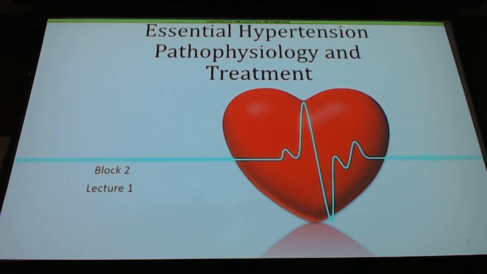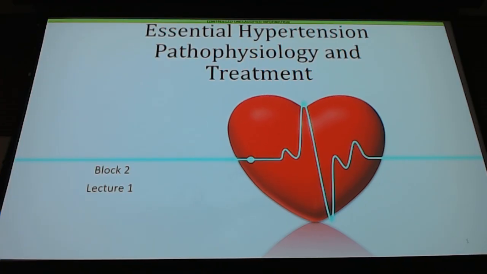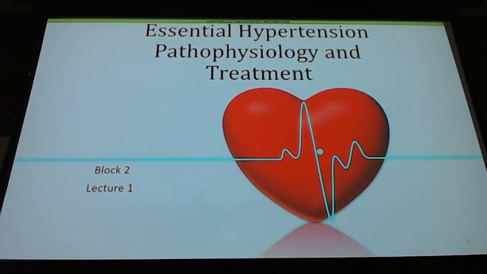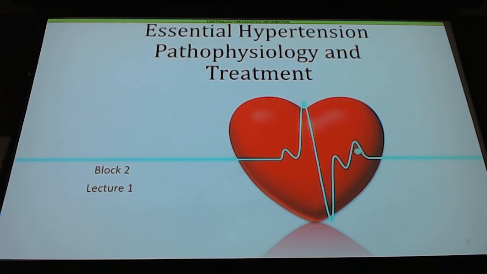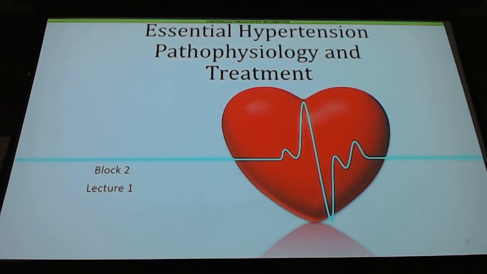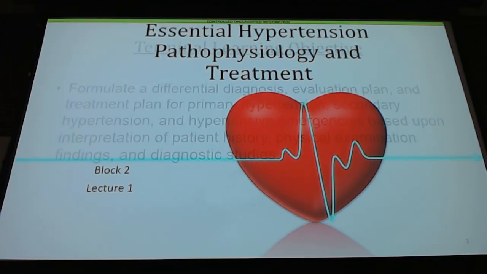So the first lecture is going to be an overview of hypertension and then a discussion of essential hypertension. The second lecture is going to be a discussion about secondary hypertension and hypertensive crises. And then the third lecture is atherosclerosis, lipid disorders, and then we move into ischemic heart disease, acute coronary syndromes, and then arterial disease and venous diseases. So that's how we will go through our lectures for this block.